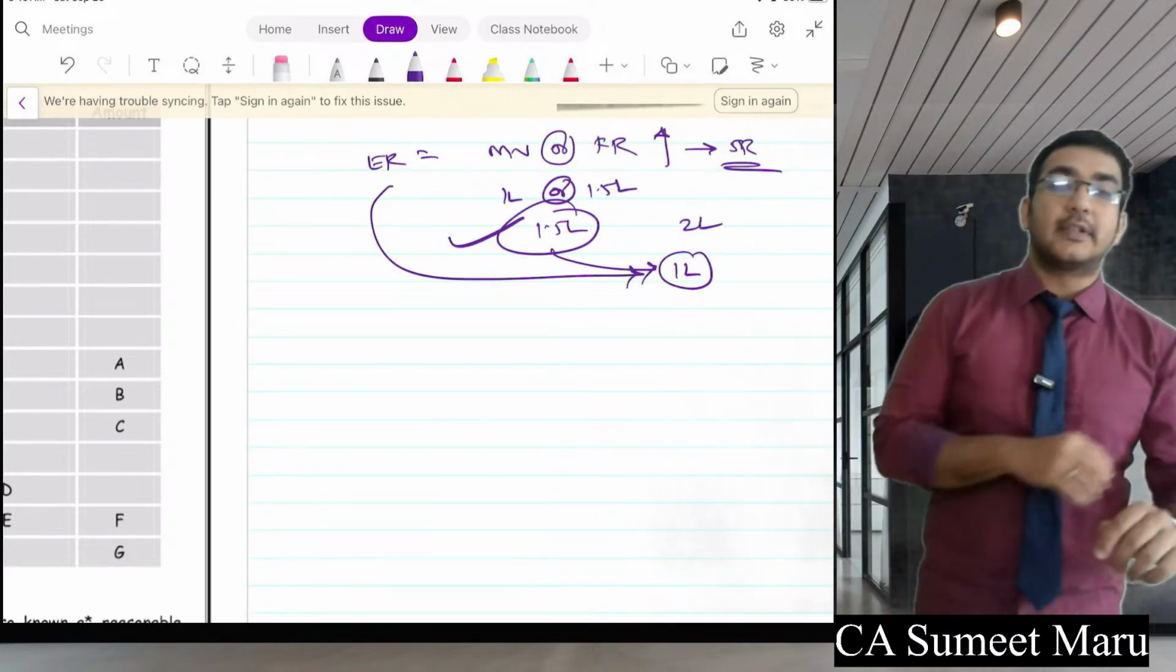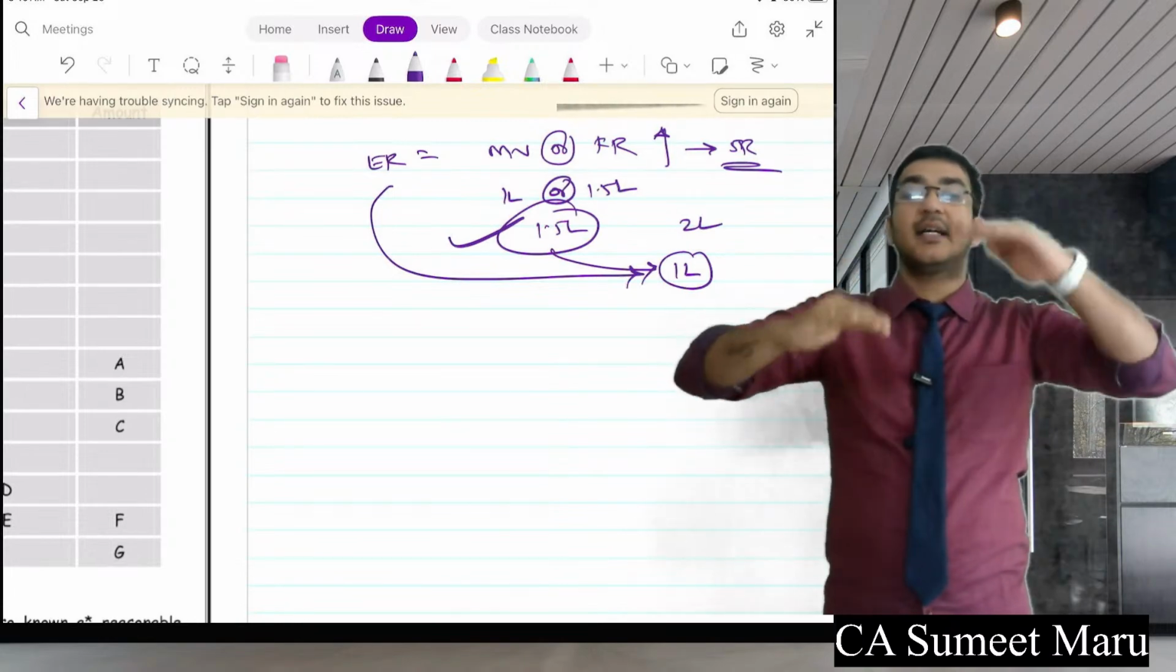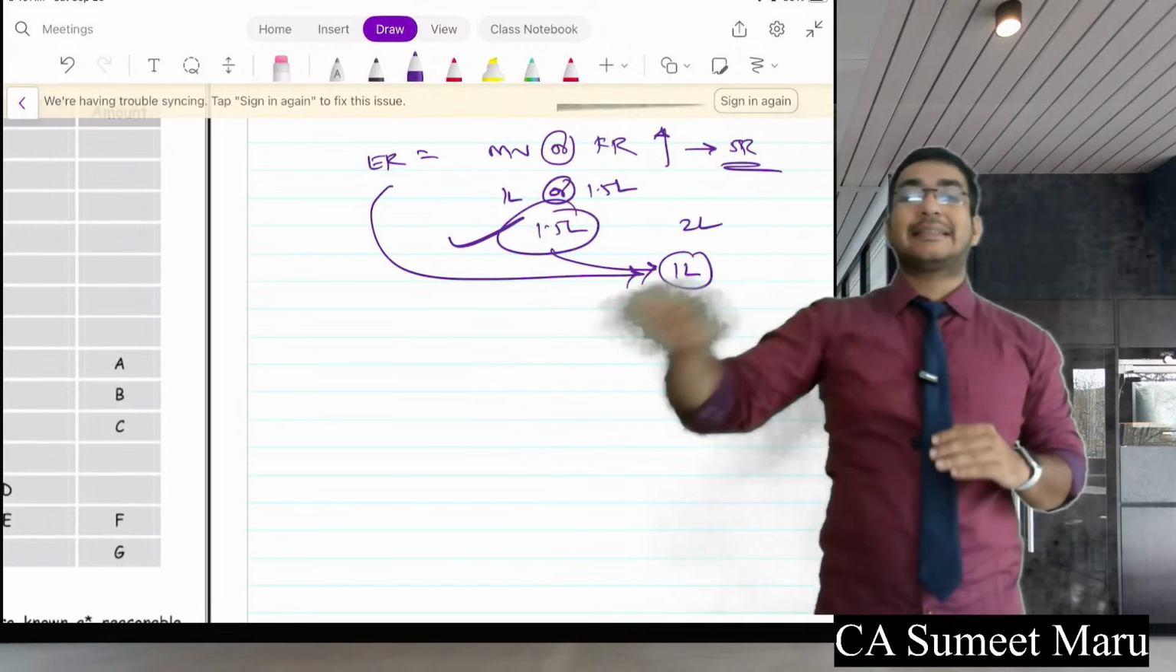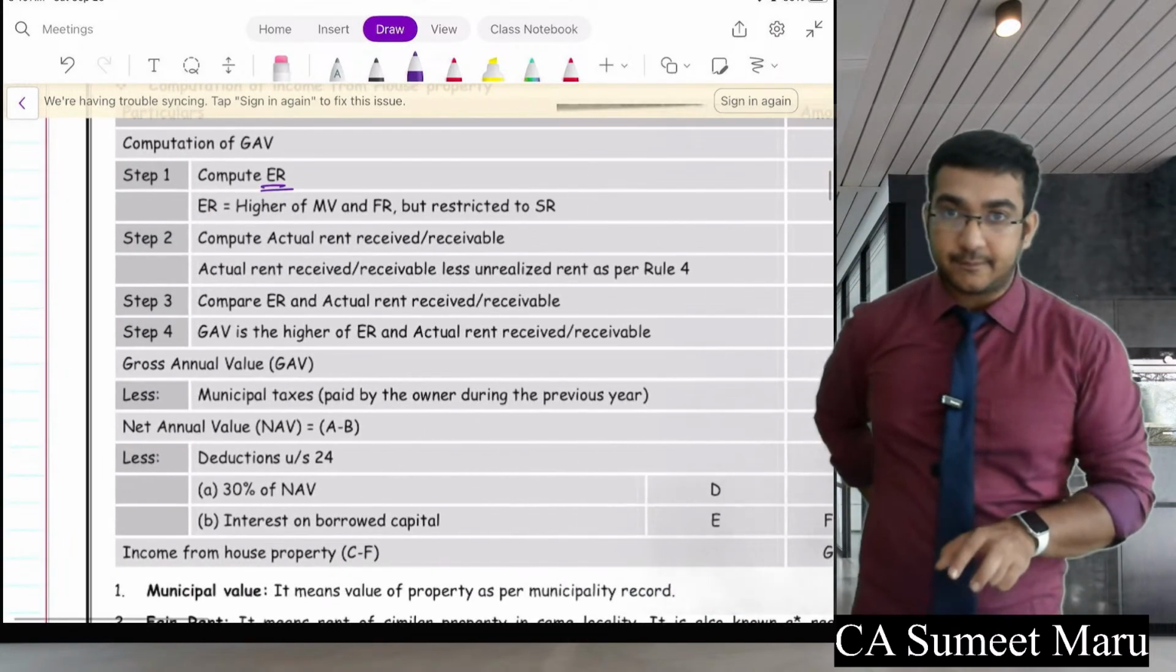Everyone clear? So yes, repeat with me. Municipal value or fair rent, whichever is higher, subject to standard rent. This is your expected rent.